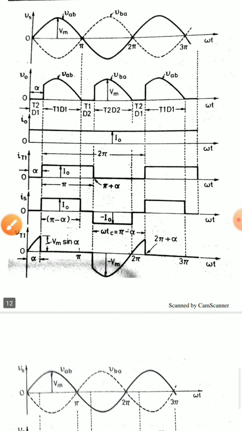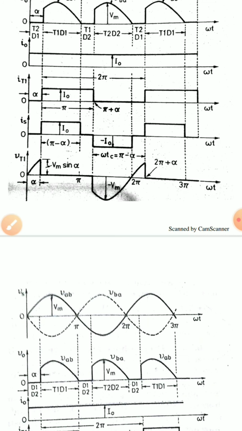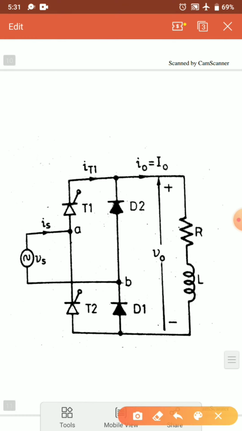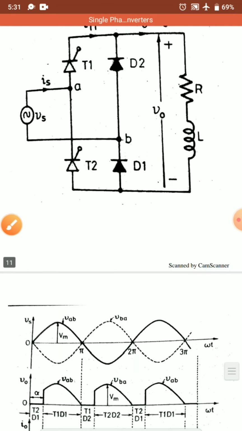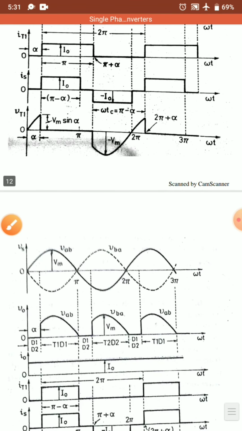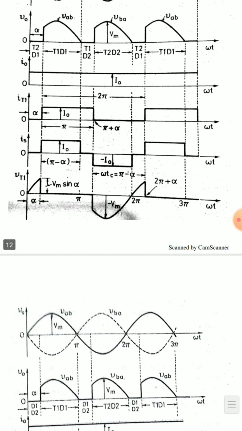Now let us look at the same thing for an asymmetrical configuration. In the asymmetrical configuration we can see that the freewheeling period is taken over by D1 and D2. In the freewheeling duration D1 and D2 will take over and act like a freewheeling path. In the symmetrical case the freewheeling path is a thyristor and a diode, whereas here only diodes are there.